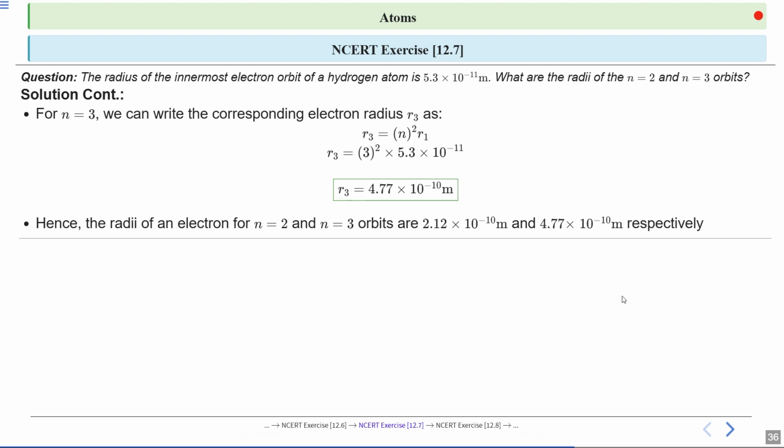To summarize, the radii for the n equal to 2 and n equal to 3 orbits are 2.12 times 10 to the power minus 10 meters and 4.77 times 10 to the power minus 10 meters respectively.